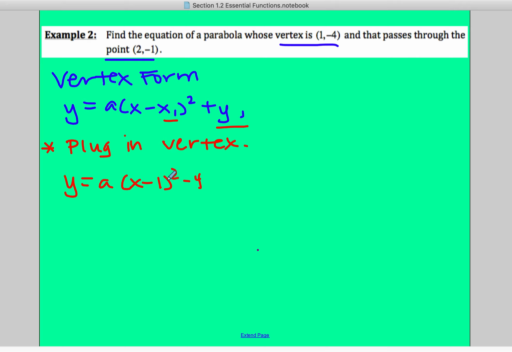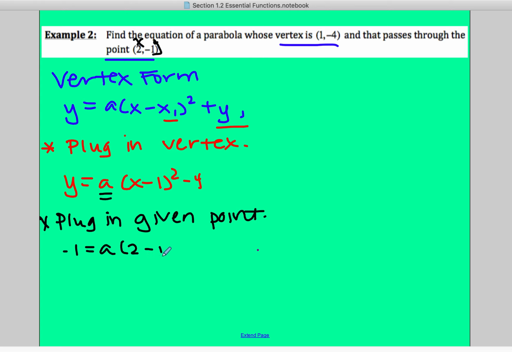So right now you see this a. What I need to do is solve for a. The way I solve for a is I plug in the other piece of information that I was given. So plug in the given point for x and y. This is my x and this is my y, so I put -1 in for y. I don't know a yet, but I would plug in 2 minus 1 squared minus 4.